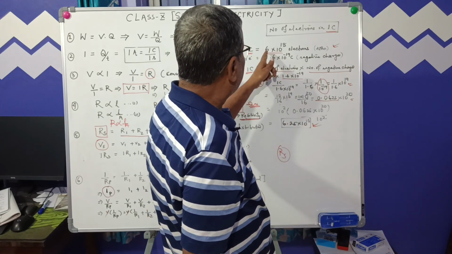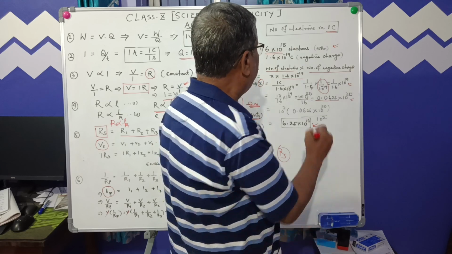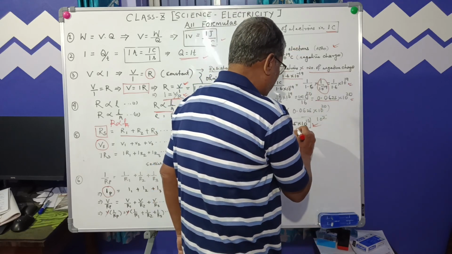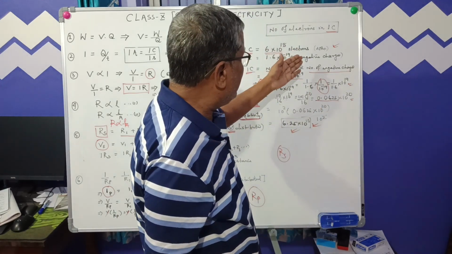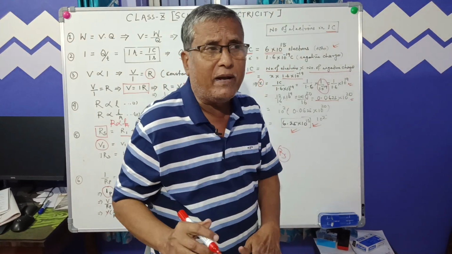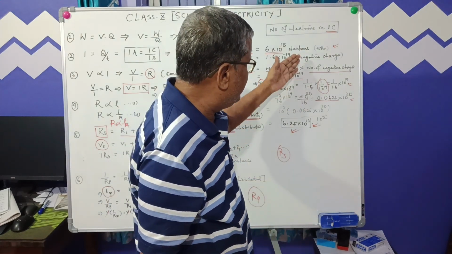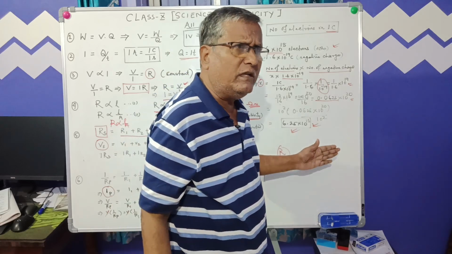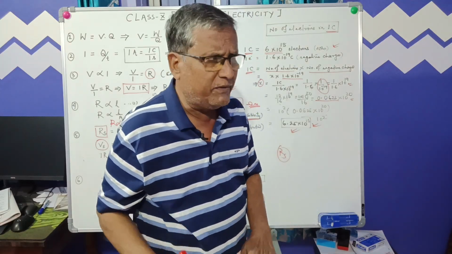But here you see 6 into 10 power 18 is given in your book, and this is the answer. This is the question, but it is written as equivalent or approximate. This is very simple, and this question was asked in your examinations.